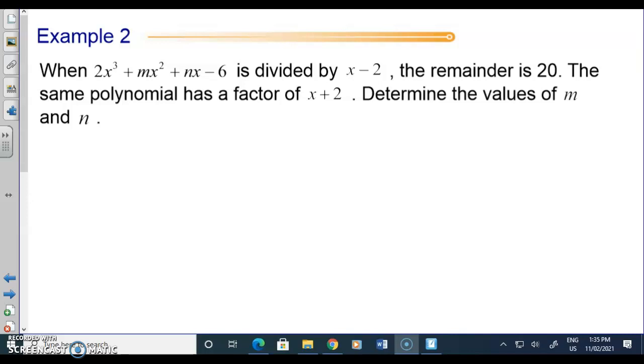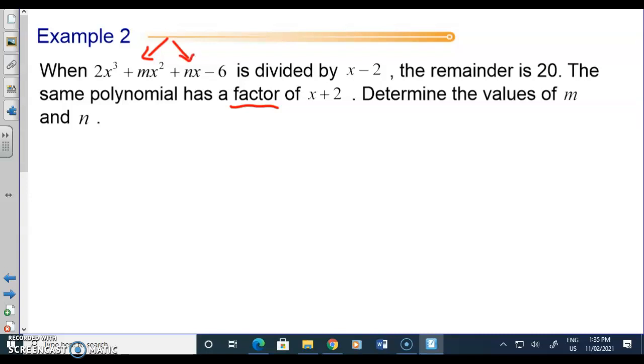This is example 2 in section 3.3, the factor theorem. So what we have here is a polynomial that's being divided by x minus 2. They give us the remainder. The same polynomial also has a factor of x plus 2, and they want us to determine the unknowns m and n.